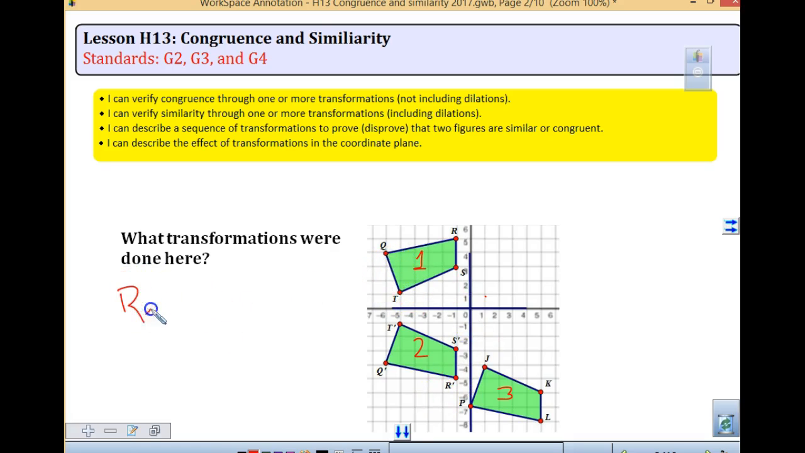I think reflect. We're going to reflect over which axis? I heard someone say it, x-axis, right? So our first step to go from 1 to 2 is reflected over the x-axis. And then, what are we doing, Jordan? What does it look like after we've reflected?